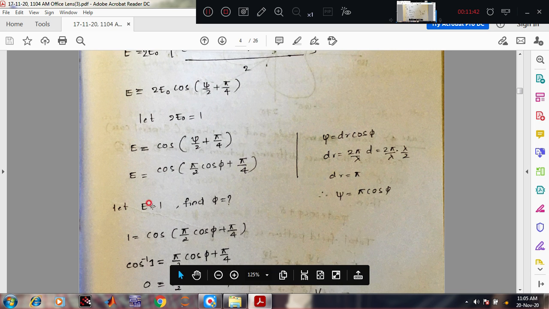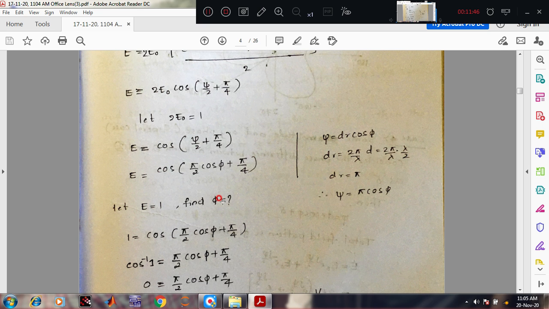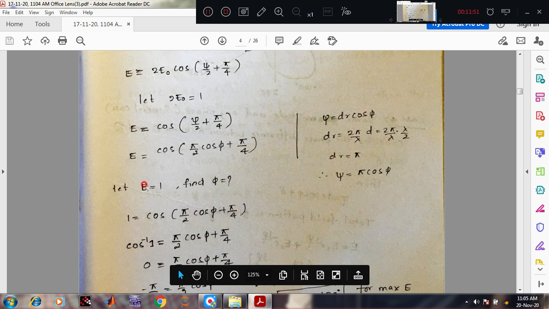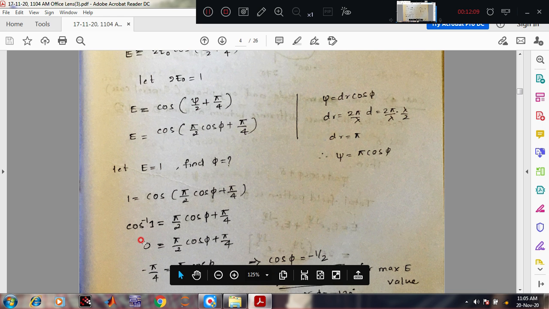Now the task is, let E be 1. Find psi. What is the value of psi? For E to be 1, meaning maximum, what is the angle of phi? That we need to find out now. So 1 is equal to cos of pi by 2 cos phi plus pi by 4. So this will be cos inverse of 1. If I take the left hand side, cos inverse of 1 will be 0. So the right hand side, I will get pi by 2 cos phi plus pi by 4.